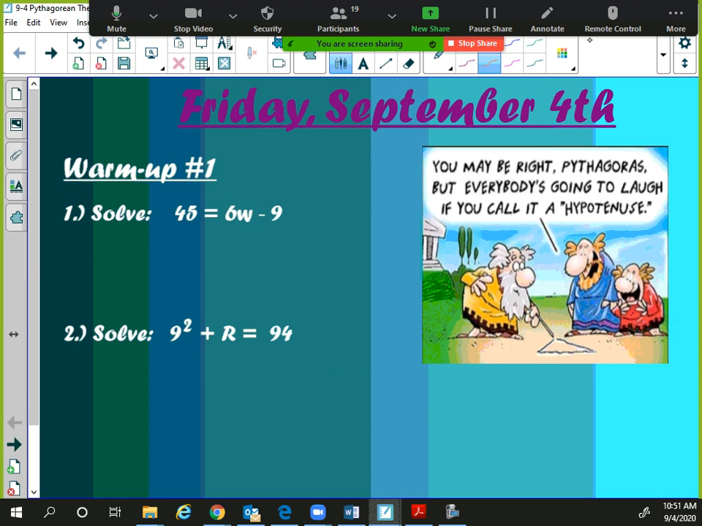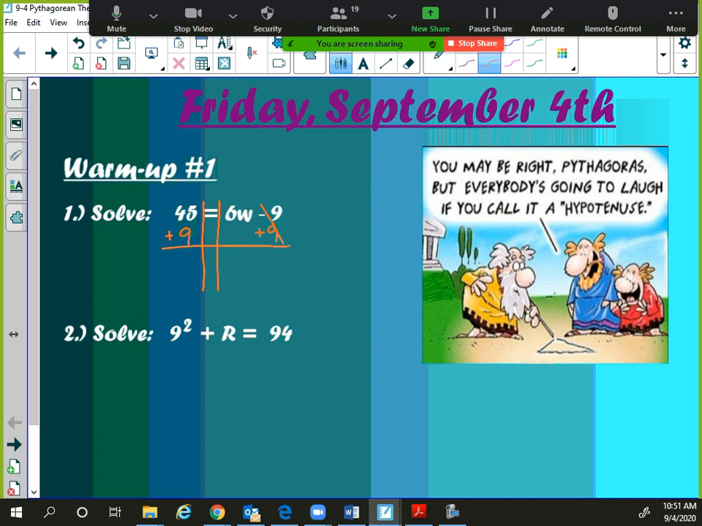All right, so here are the same warm-up questions that you had in your Nearpod today. It says to solve 45 equals 6w minus 9. Okay, so if we remember back with our equations, we do want to split the problem so we have a left and a right side. And the first thing that we would want to do is cancel out the plain old number, in this case the minus 9. And we cancel things out by doing the opposite. So I add 9 to both sides.